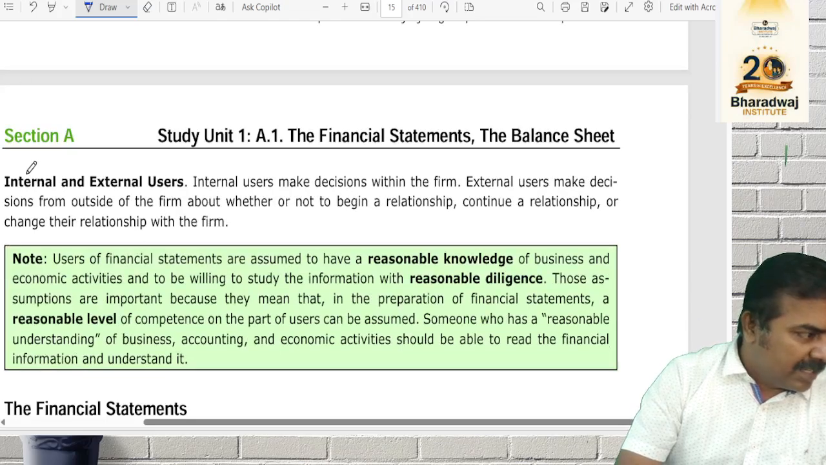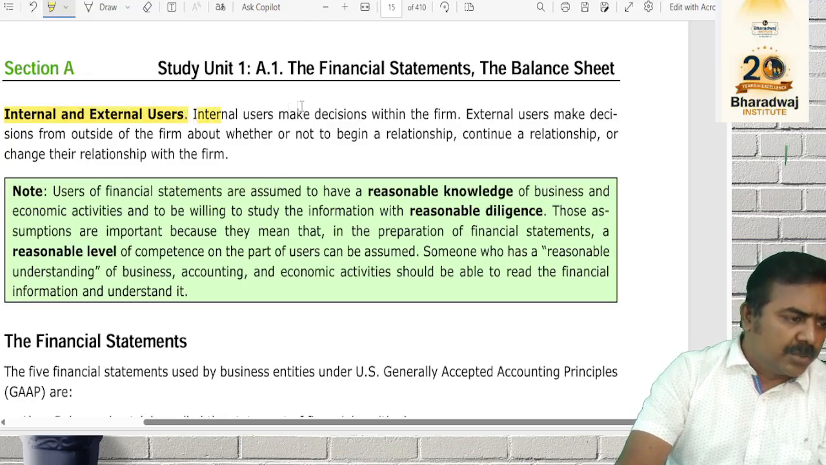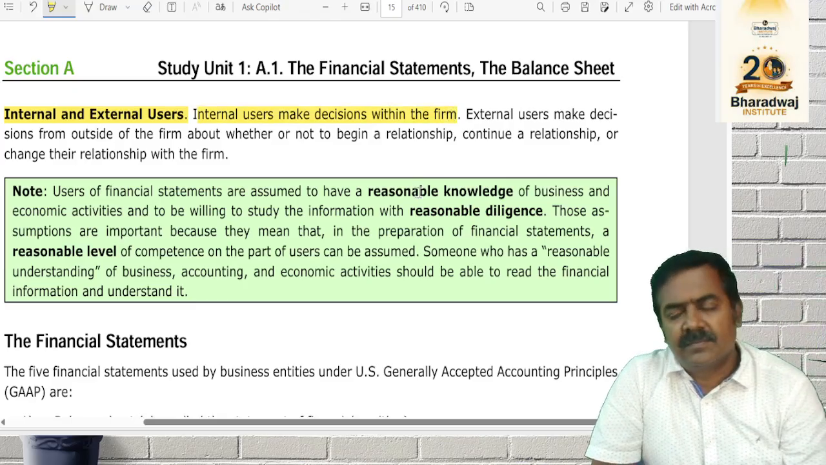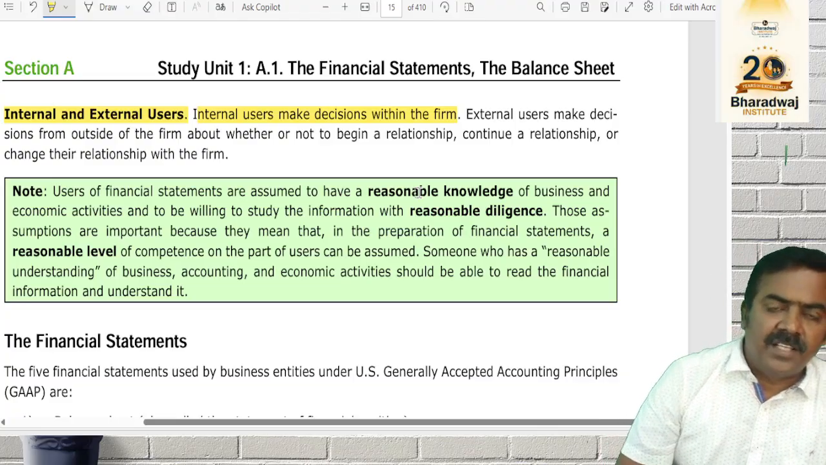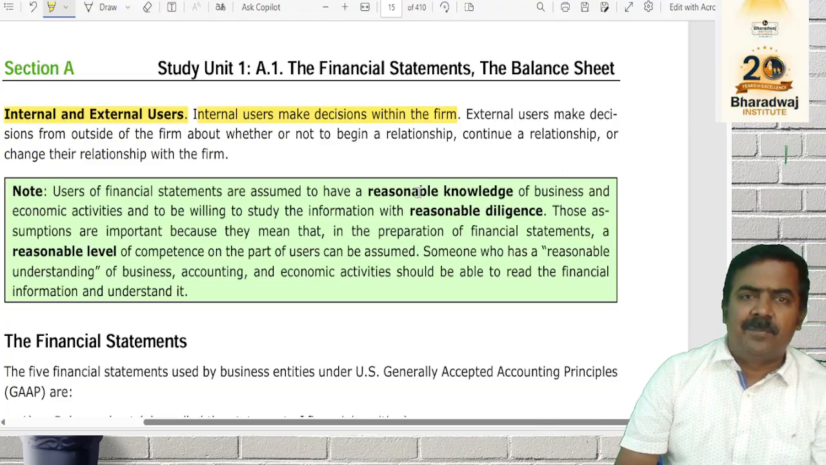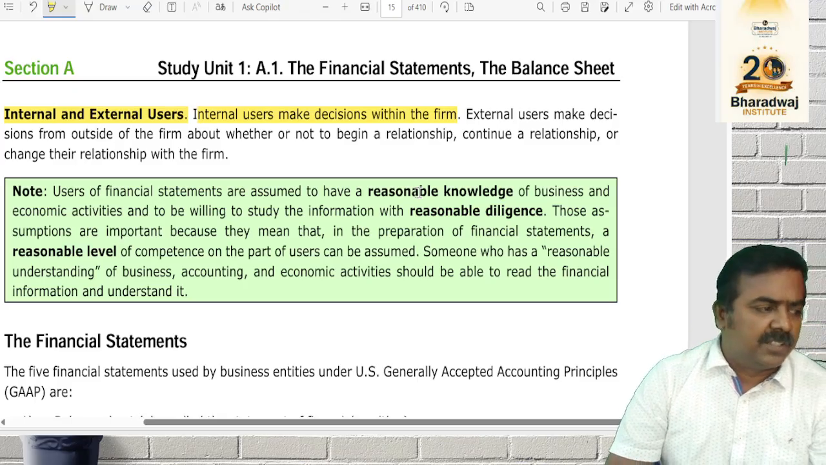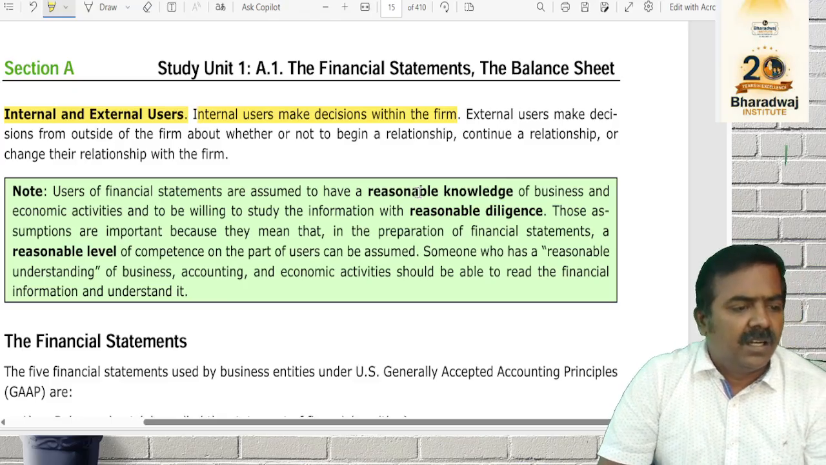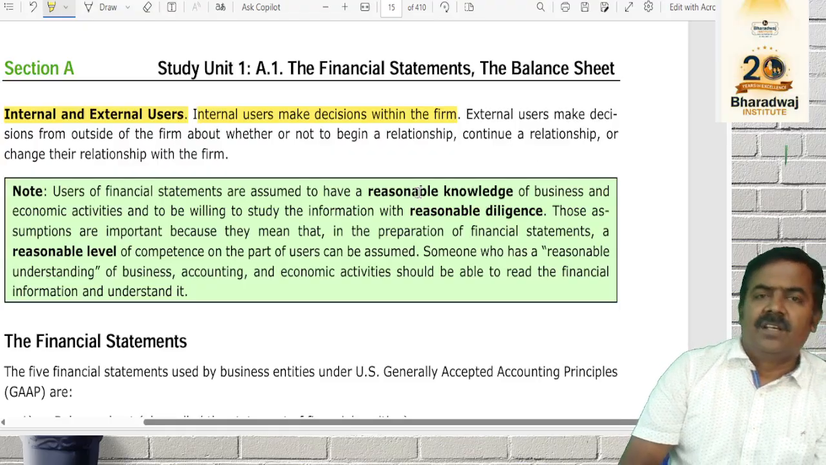Users also can be classified into internal and external users. What do you mean by internal? What do you mean by external users? Internal users make decisions within the firm. CEOs, CFOs, board of directors, key shareholders, the employees, line managers, those who are operating within the firm, they are called as what? Internal users.